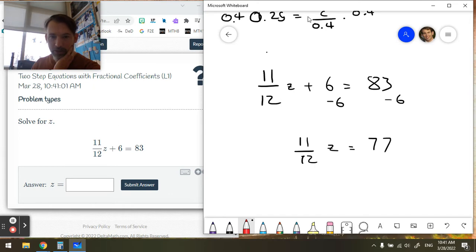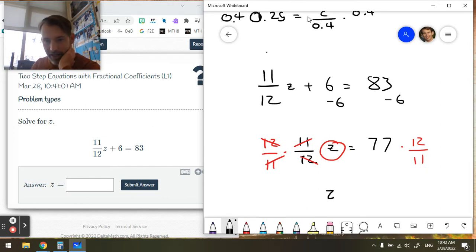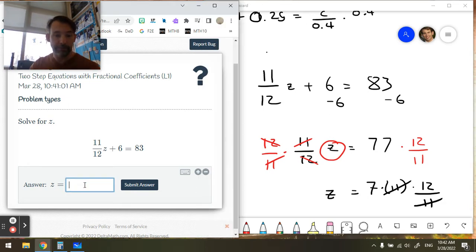Now, what I like to do here is multiply by the flipped fraction. Because what that does, when I multiply, this will cancel that, and that'll cancel that, and it just leaves me that, which was my goal. But I have to do the same thing on both sides. So I multiply by 12 over 11. We've got z is equal to 77 times 12 over 11. But I'm going to write 77 in a funky way. I'm going to write it as 7 times 11 multiplied by 12 divided by 11. 11 cancels 11. So I get 7 times 12, which gives me 84.